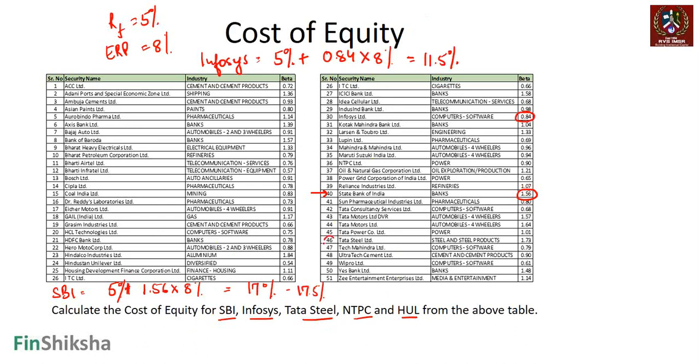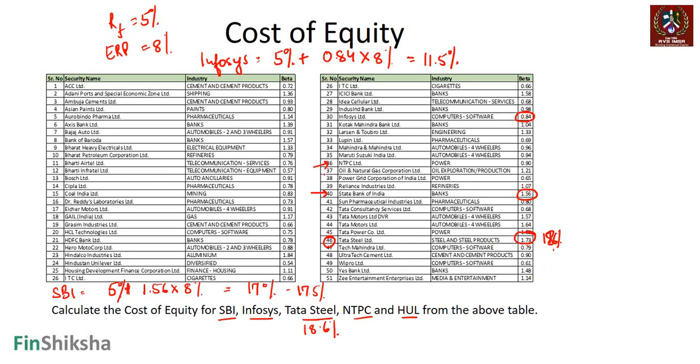Tata Steel, where is Tata Steel? That's here. That's 1.73, even bigger. 5 plus 1.7 into 8%, right? 1.7 into 8% would typically be close to 17 times 8, that's going to be 13%. So effectively, that's going to be 5 plus 13, so that's going to be 18.6% for Tata Steel. So Tata Steel works out to 18.6%.